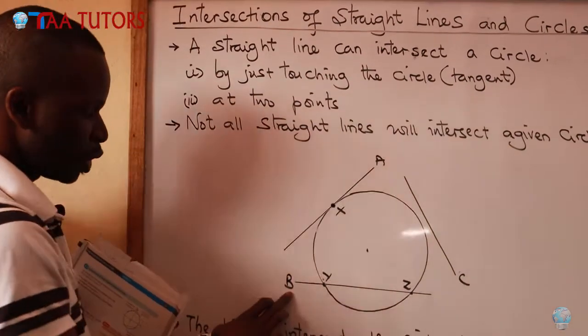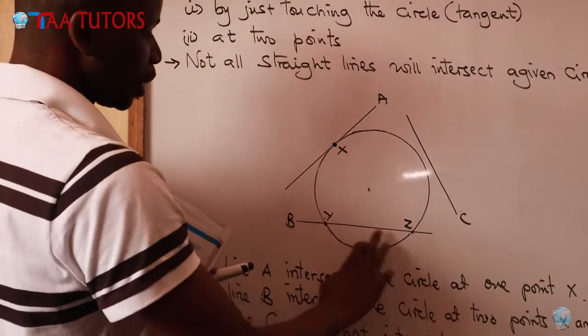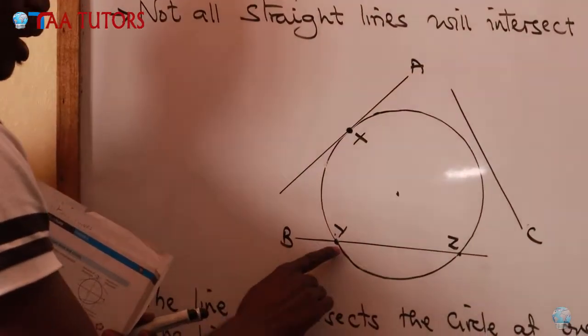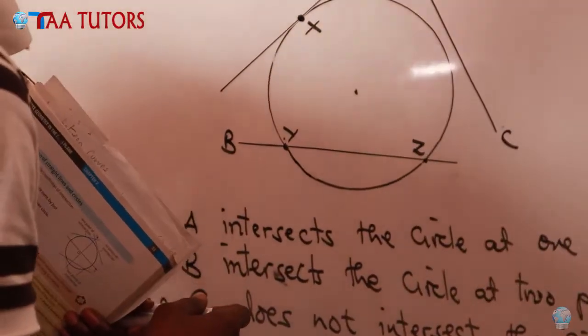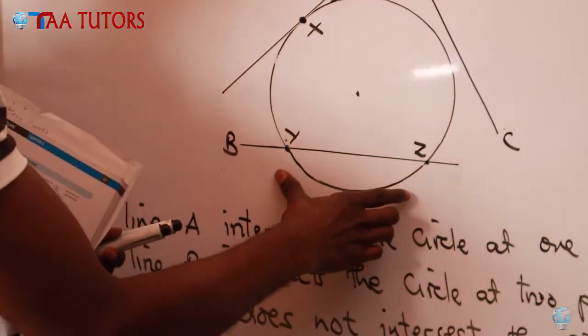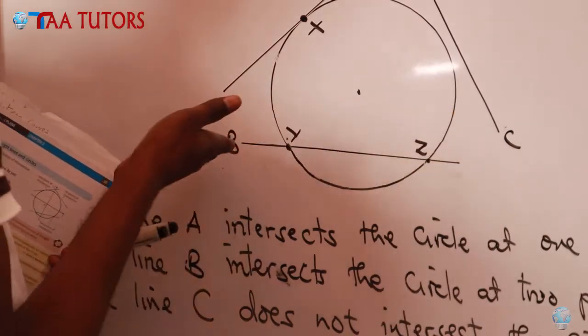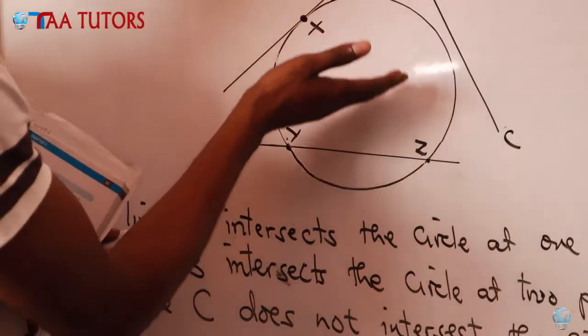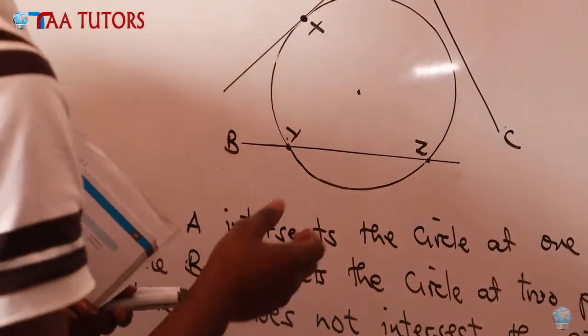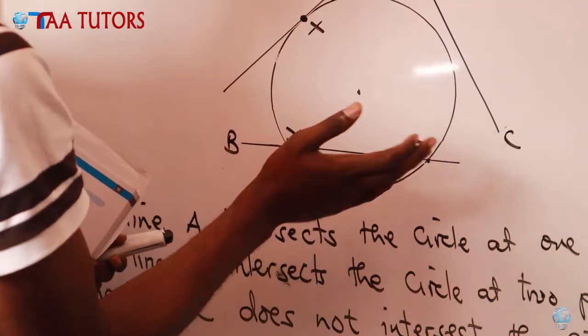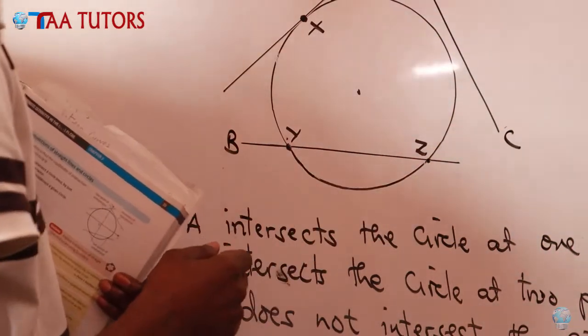Now, if you come to line B, it is intersecting the circle at two particular points, Y and Z. When a line divides the circle this way, we end up having what we call segments. We have this particular segment and this one segment. This line YZ becomes a chord.